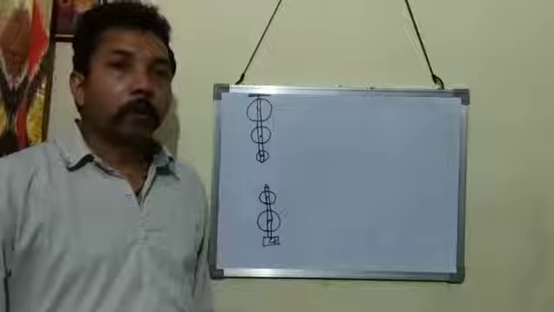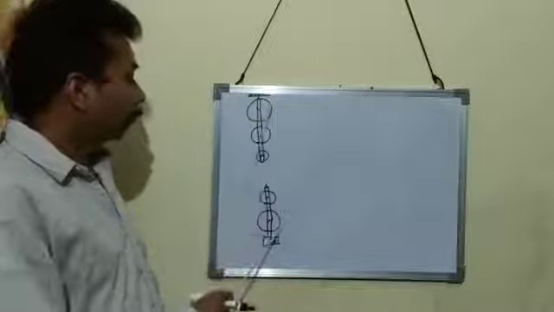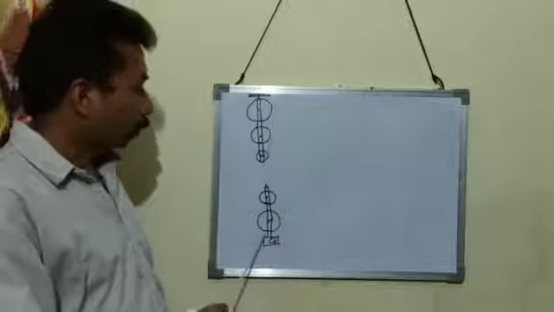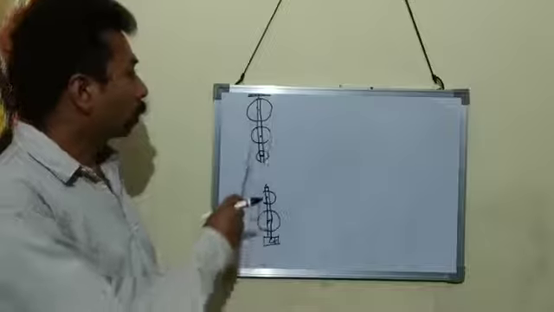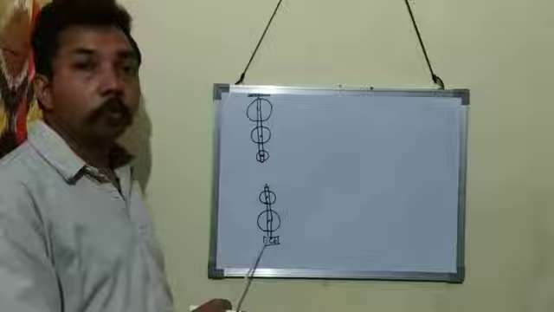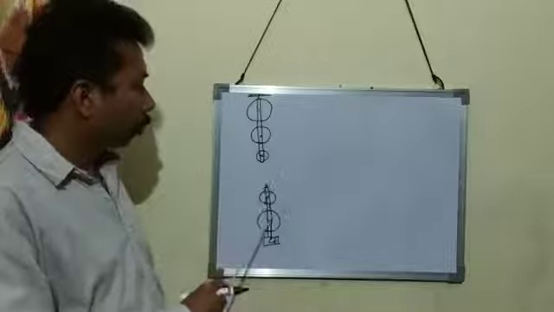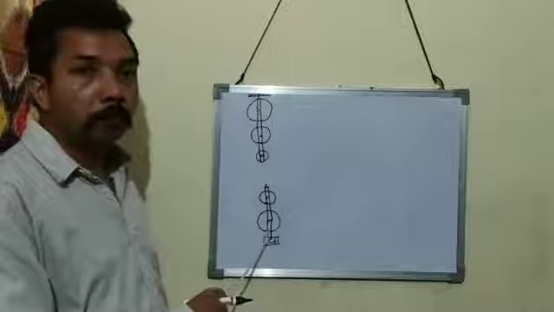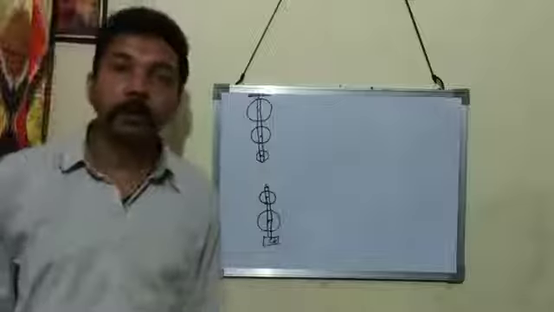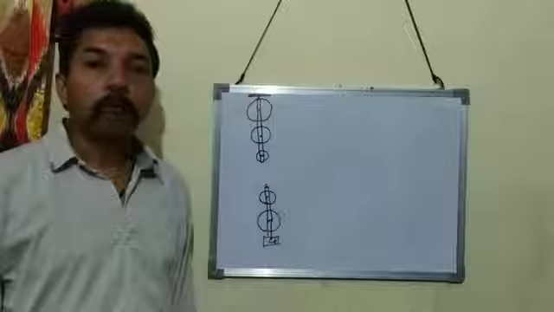In this diagram you can see two blocks. This is the upper block, and this is the lower block. The upper block is fixed and the lower block is movable. In the upper block you can see 3 pulleys, and in the lower block you can see 2 pulleys. Together how many pulleys are there? 3 plus 2 equal to 5. So you know 5 is an odd number.